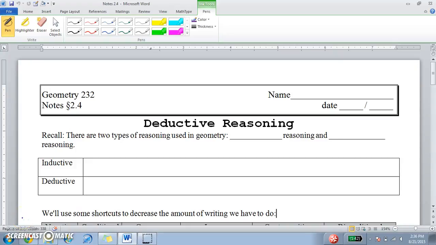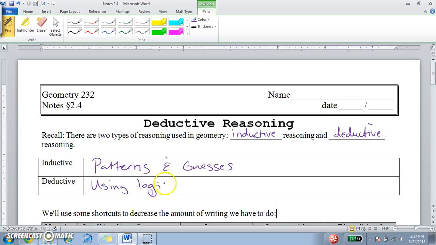This is geometry, section 2.4, deductive reasoning. So, we've learned about one type of reasoning in geometry so far, and that was inductive reasoning. The other type we're learning about right now is deductive reasoning. Two types of reasoning we use in geometry. Inductive reasoning is basically patterns and guesses, like we talked about in the first section. Deductive reasoning is basically using logic.